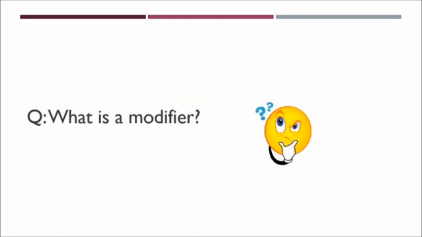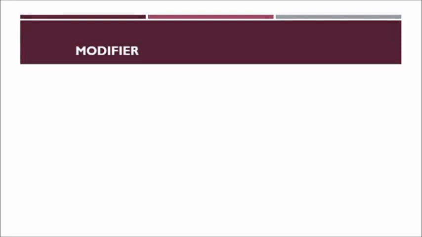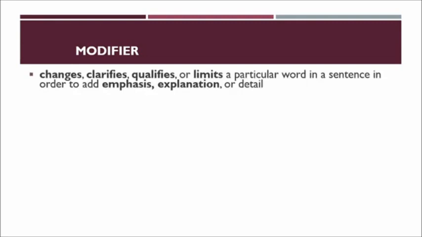What is a modifier, or what are modifiers? Modifier comes from the word modify. A working definition of the word modify is to change or alter something. This definition is still the same considering the purpose of modifiers in the sentence. So a modifier changes, clarifies, qualifies, or limits a particular word in the sentence in order to add emphasis, explanation, or detail.